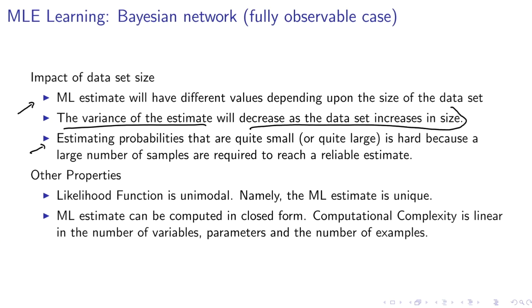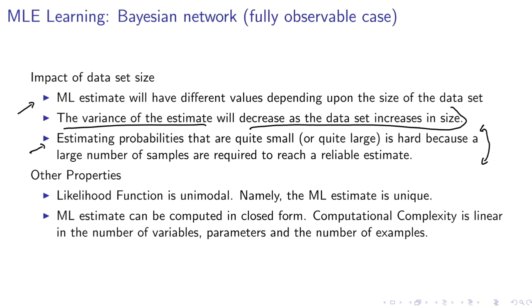The third point I want to make is that estimating probabilities that are quite small is extremely hard because a large number of samples are required to reach a reliable estimate. And we already saw this when we covered sampling theory. We said that whenever the probability of evidence, for instance, is very, very small, then rejection sampling will often fail. Okay? So the same principle applies here.